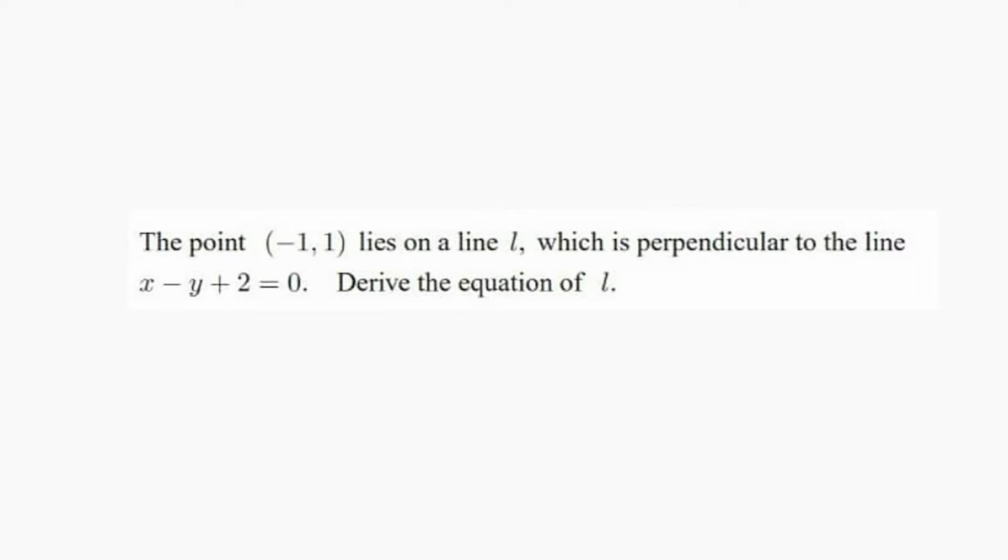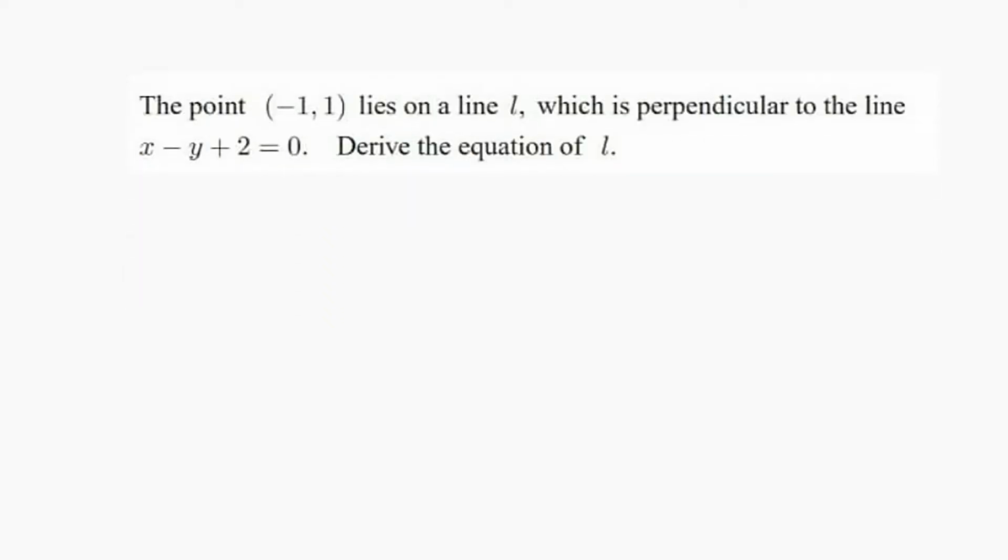Okay, this question reads: the point (-1, 1) lies on a line L, which is perpendicular to a line x - y + 2 = 0, and we're asked to derive the equation of this L. Before we start, let me illustrate something here.